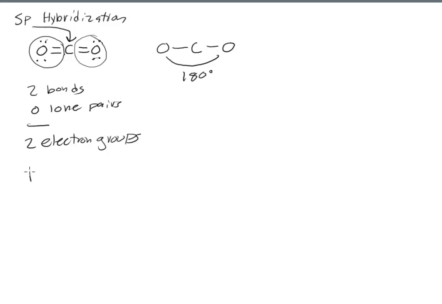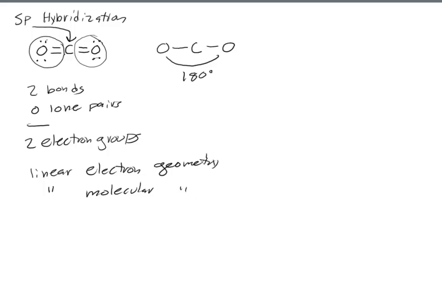And so this is a linear electron geometry. And linear molecular geometry, because there are no lone pairs. The electron geometry and the molecular geometry are identical.